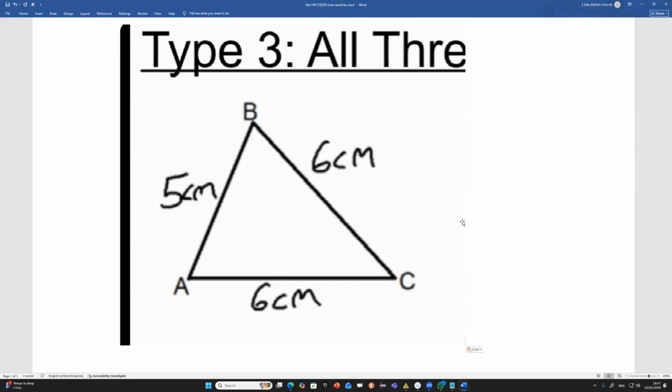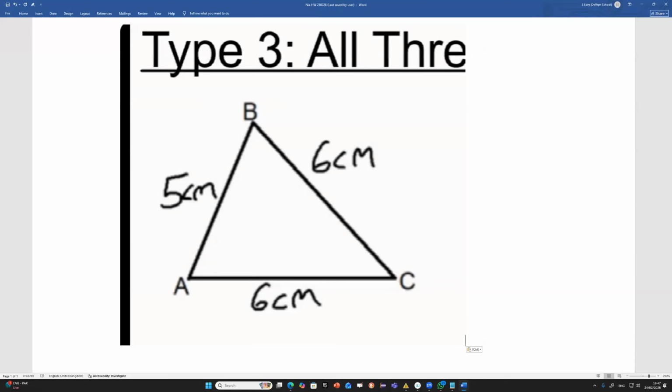So you've got your SSS triangle, that is all 3 sides. Because when we do congruent triangles, we'll see SAS, ASA, and SSS. You'll see all of those again when we do congruent triangles. So this one's got 5 centimeters, 6 centimeters, and 6 centimeters.